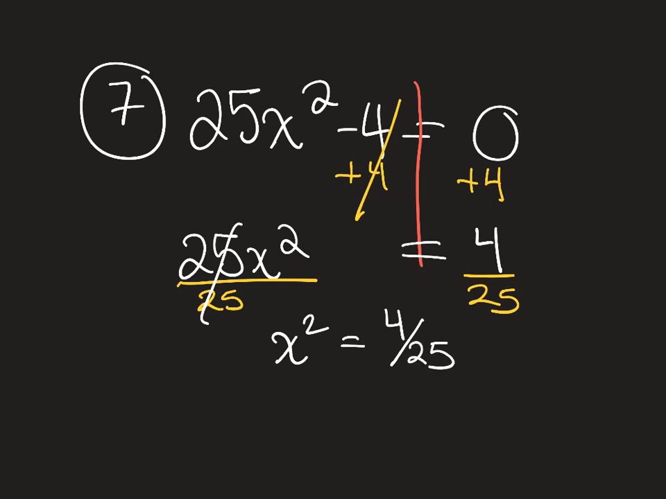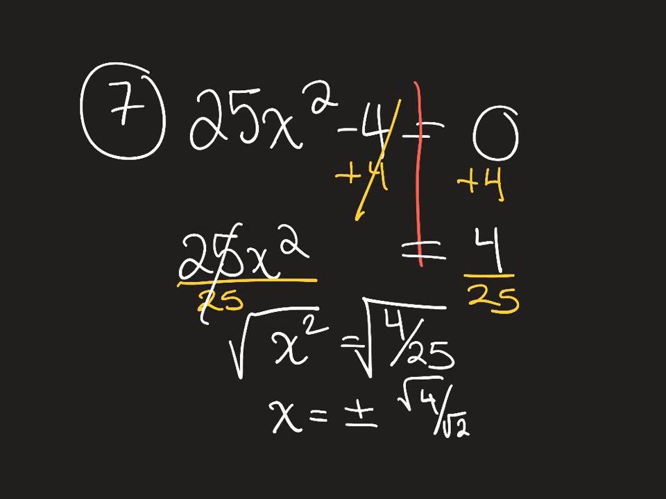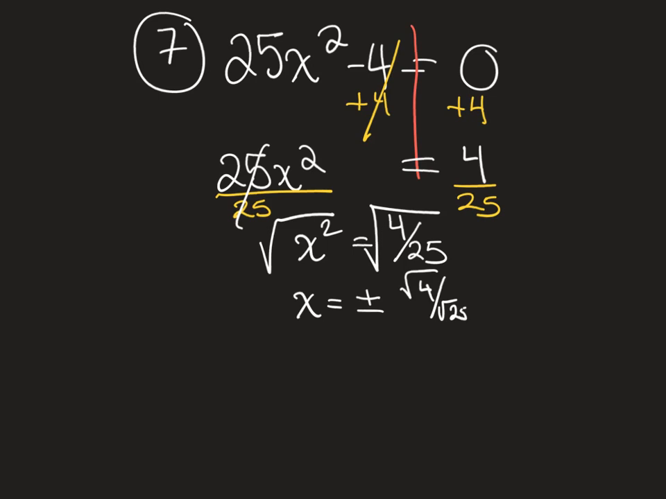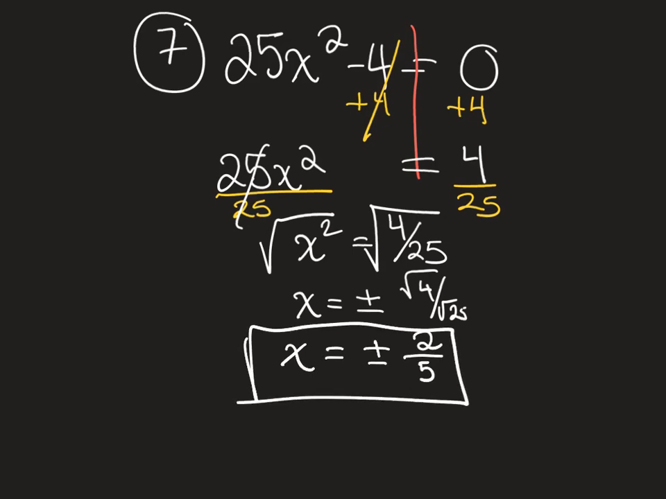And then to undo that square, I'm going to square root and square root. So I have x equals, I'm going to have a plus and minus answer, and we're going to square root the whole fraction, or the top and the bottom separately. So let me make this smaller for a second. And so I'm going to have x equals plus or minus, the square root of 4 is 2, and the square root of 25 is 5. So my answer is plus or minus 2 over 5, or 2/5. One more problem.